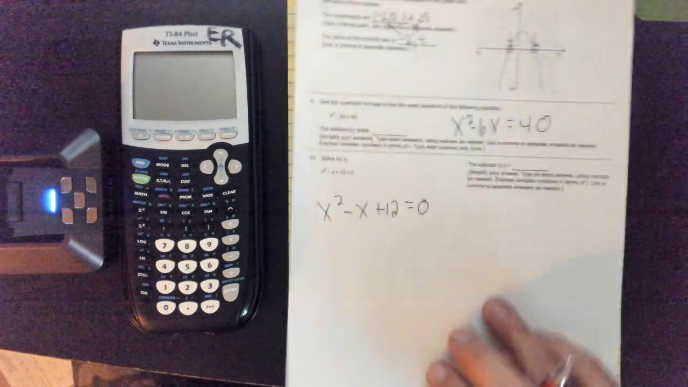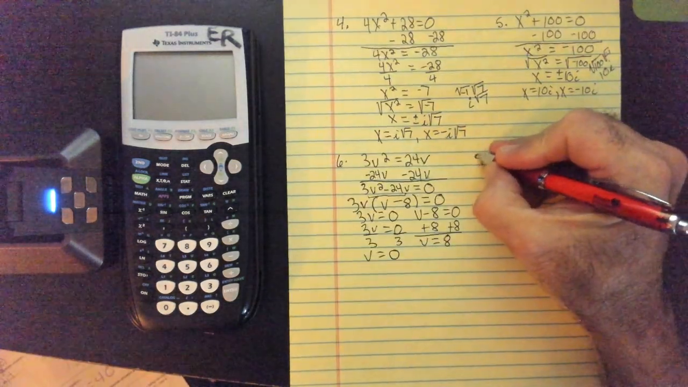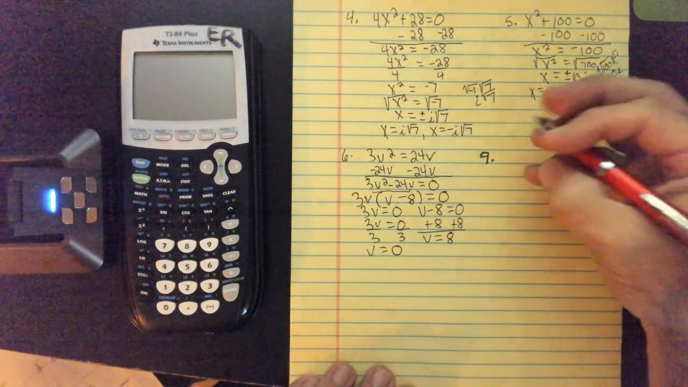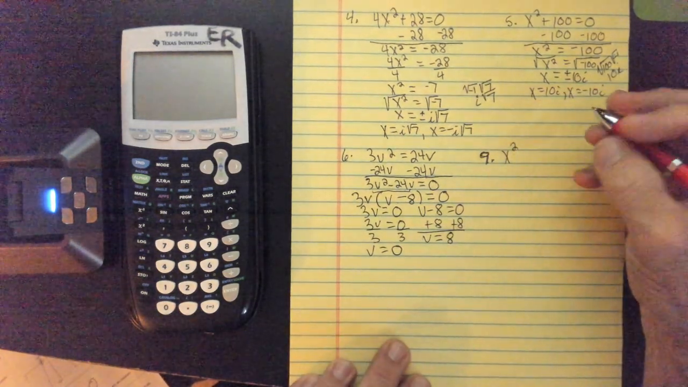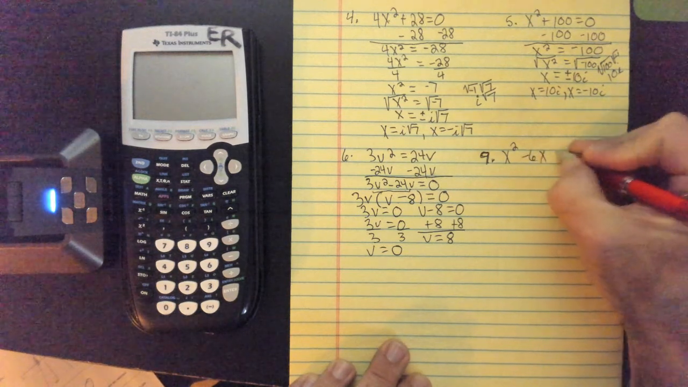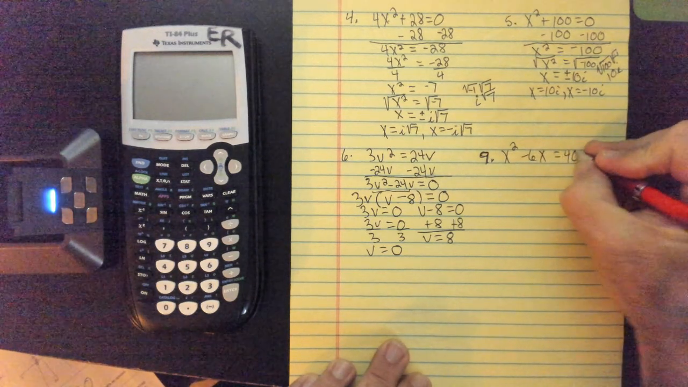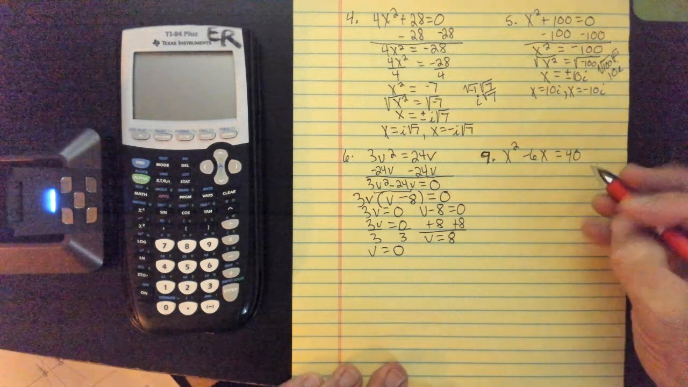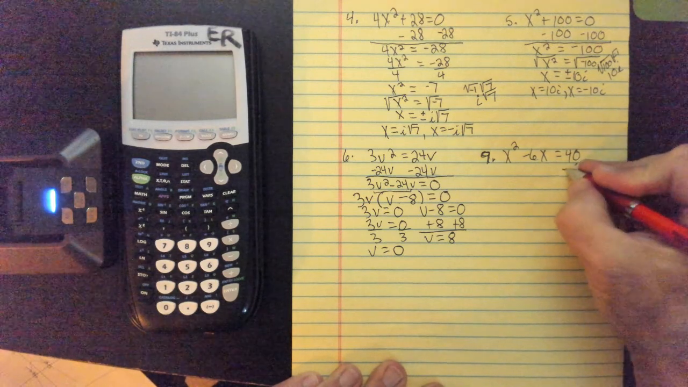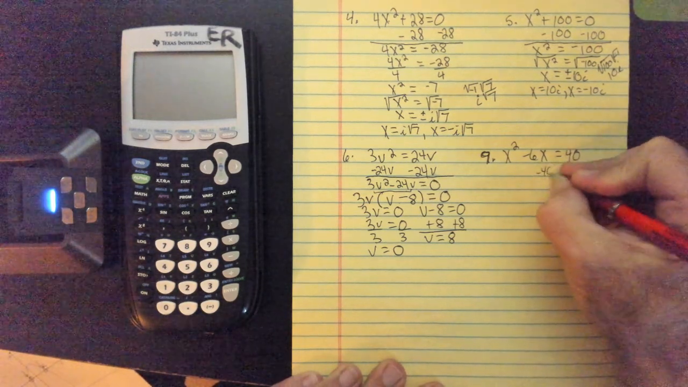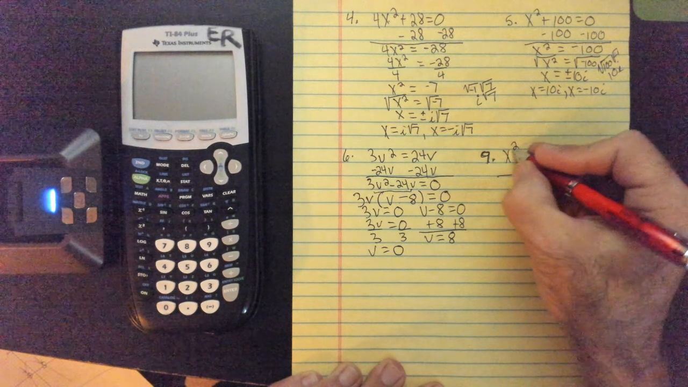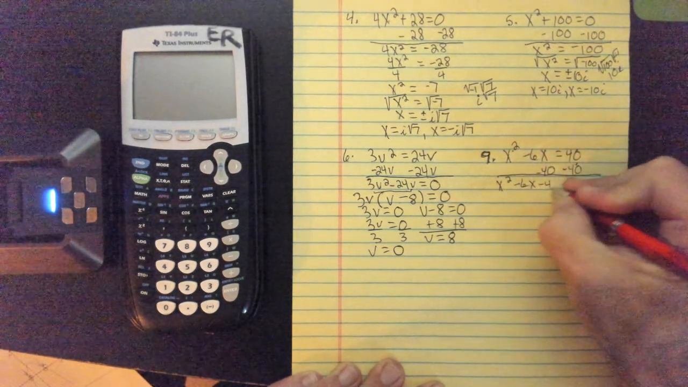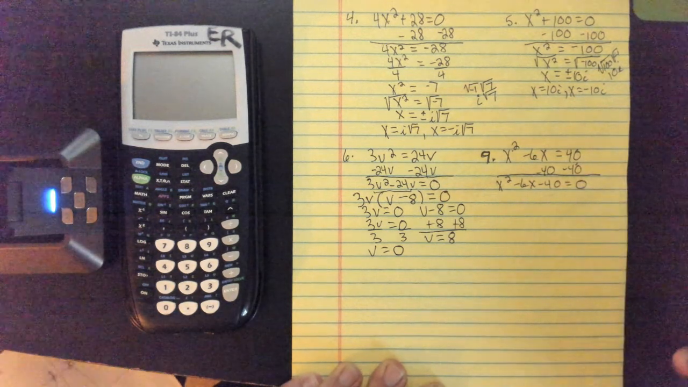Alright, y'all. So now I got room for this. We'll make this number 9 now. So number 9 wants me to solve by the quadratic formula. So x squared minus 6x equals 40. So if I want to solve this by the quad, first thing I need to do is get a 0 where the 40 is. So we're going to subtract 40 from both sides. So I get my x squared minus 6x minus 40 all equal to 0.